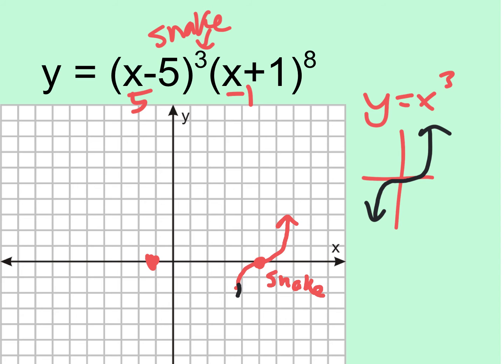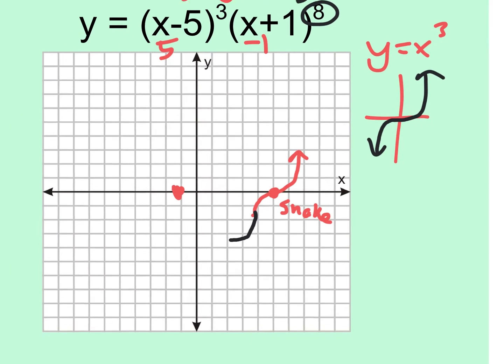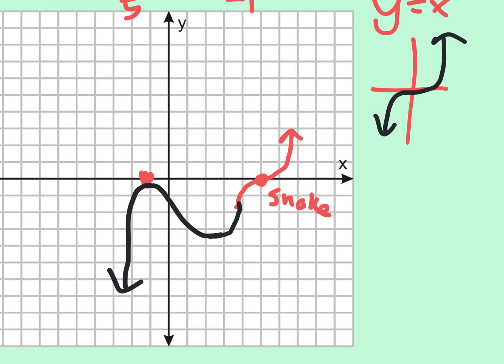All right, now I'm going to go through, and this is to the 8th. Even ones bounce, odd ones snake. It could be 18 instead of 8. It could be 22. Any even one will bounce, and it looks like that. There, I'm done. See how fast it was to graph that thing, actually?